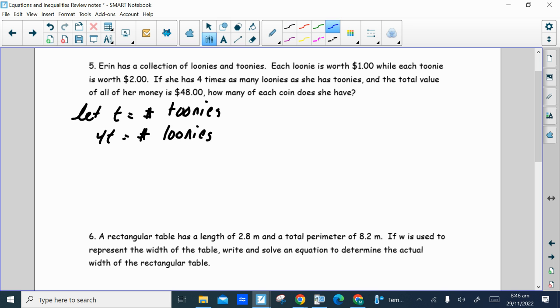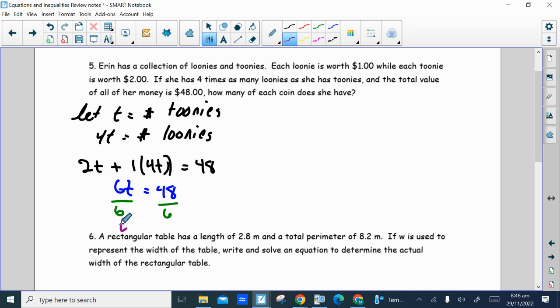So now we can write our equation. Okay, she has a total value of $48. Each toonie is worth $2, so 2t plus. Each loonie is worth $1, so 1 times 4t has to equal 48. 2t plus 4t is 6t. Those are like terms. They both are in terms of the letter t. And now to get t by itself, we would divide both sides by 6.